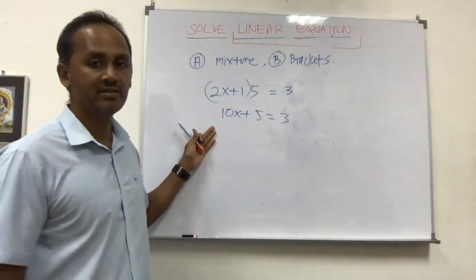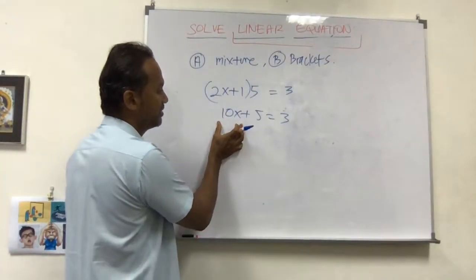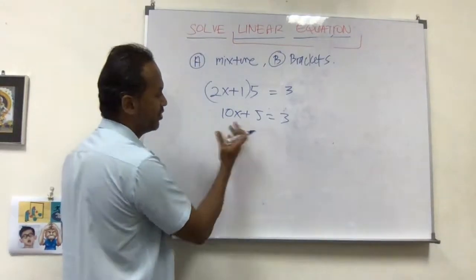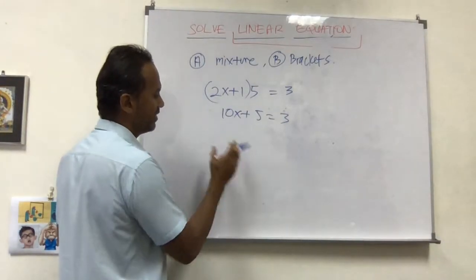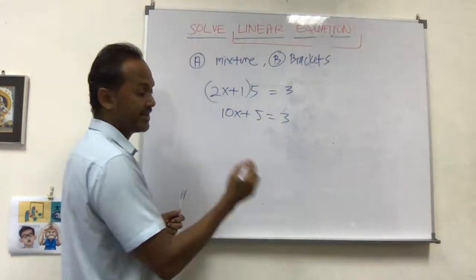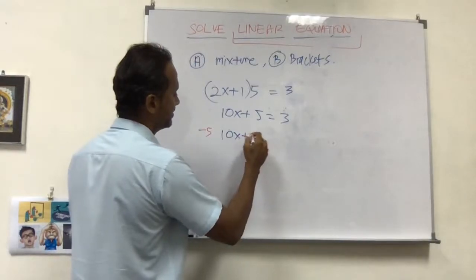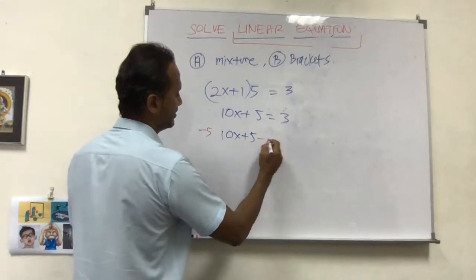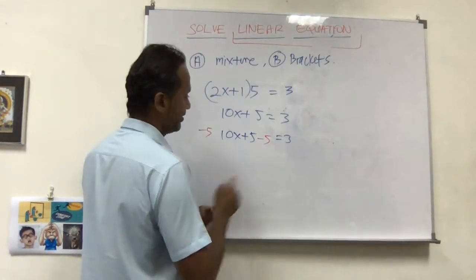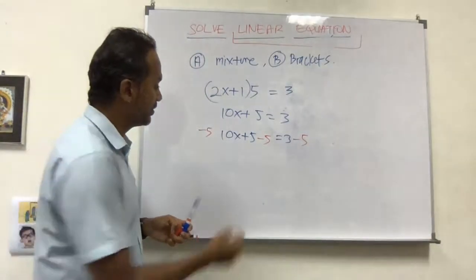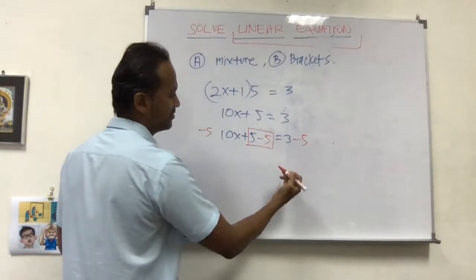So now it is the usual mixture form. On this side here, we have an unknown term and also a number term. So all we need to do is get rid of the number 5 on our left hand side. So what we do is we minus 5, so it becomes 10x plus 5, the original expression, minus 5 equals 3 minus 5. There you go. So these two cancel each other, and we can simplify this. We have now just minus 2 here.